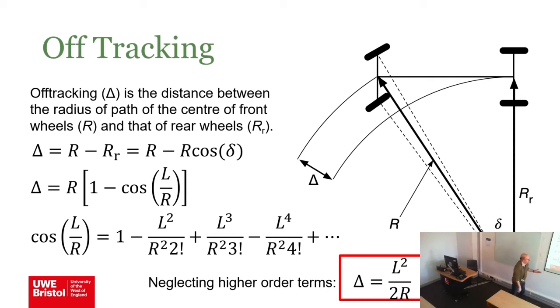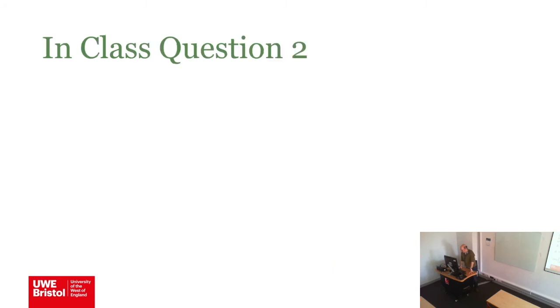So you can see that the wheelbase has a massive effect, because you're squaring it, and then dividing by 2 times the radius. So if we've got a long wheelbase, that's squaring a bit even bigger, and the off-tracking is going to grow. So that's the next equation: delta is L squared upon 2R.